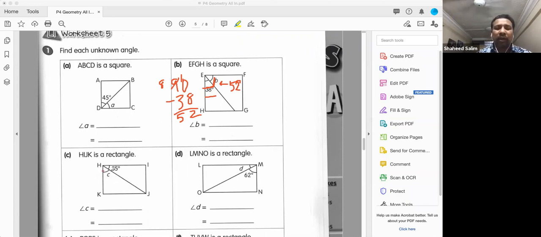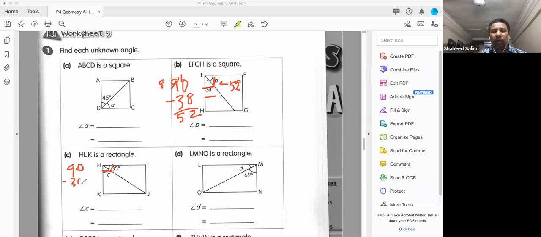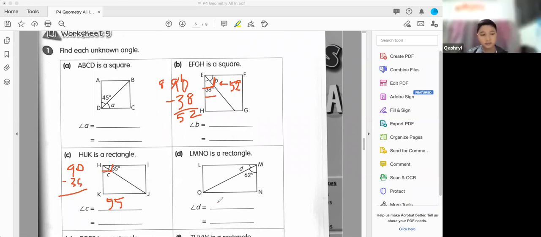Same thing. This is also 90 degrees. So say 90 minus 35. What will you get? You will get the answer 55 degrees. And the next one, you get 90 minus 62. 28. 28. Okay, so we'll come.